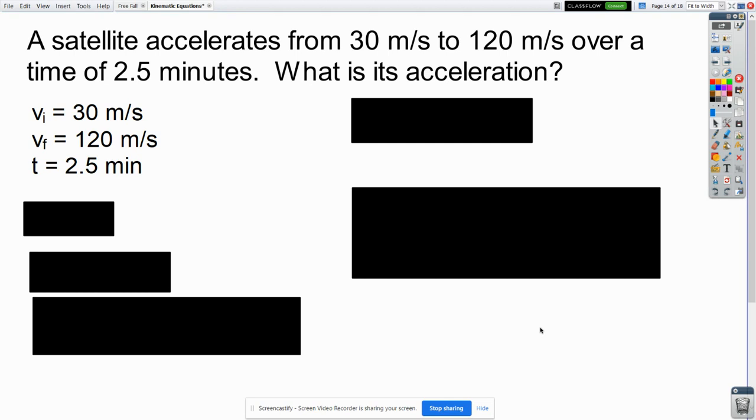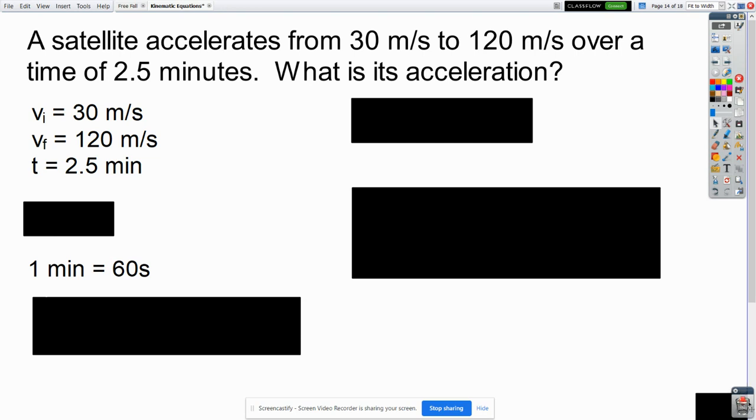This is a good time for me to remind you to always watch those units. How do we make physics more challenging? By making you watch for units. Both of my velocities have seconds for time, but my time is in minutes. These units don't match. So that is going to be a problem. We got to do a conversion. 1 minute equals 60 seconds.